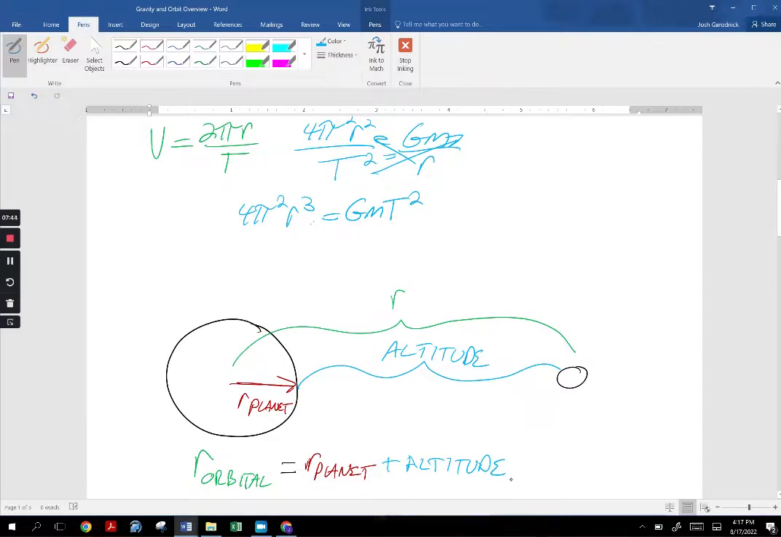You could be given the altitude and the radius of the planet, and you have to find r, or maybe you're given the orbital radius, or you solve for it in your math, and you know the radius of the planet, and then it could say how high above the surface is this satellite. Something like that. But anyway, let's recap this puppy and call it a day.